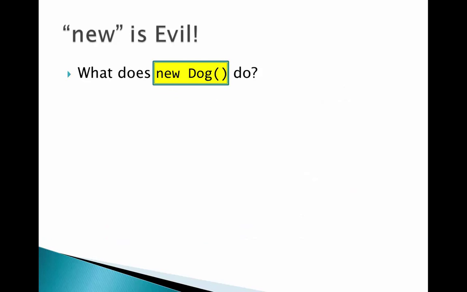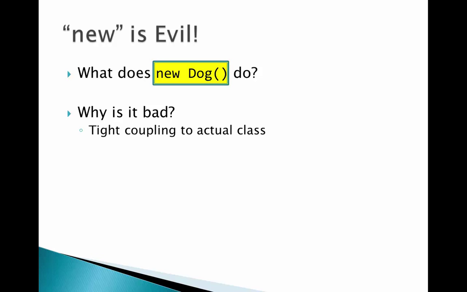What does new dog do? It's not a trick question. Creates a new instance of dog. Okay, now why might that be bad? You have to create objects, right? But why might it be bad to say new dog in your code? Well, you're creating some tight coupling.